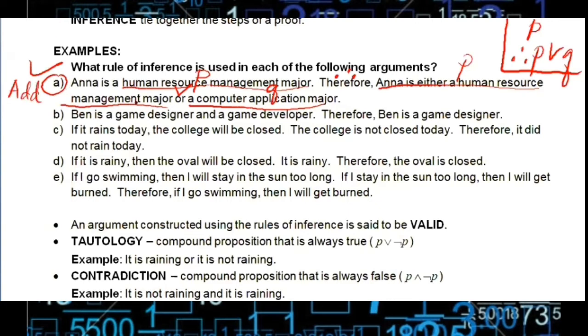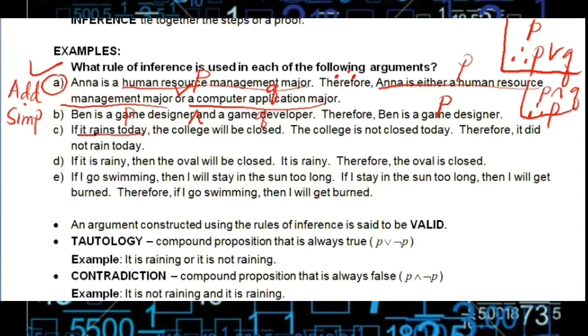Letter B. Ben is a game designer and a game developer. So when you represent in symbol, P and Q. Therefore, Ben is a game designer. So naulit yung P. So anong formula to? So may formula tayo. If you have P and Q, therefore P, nabawasan. So anong tawag doon? Simplification.